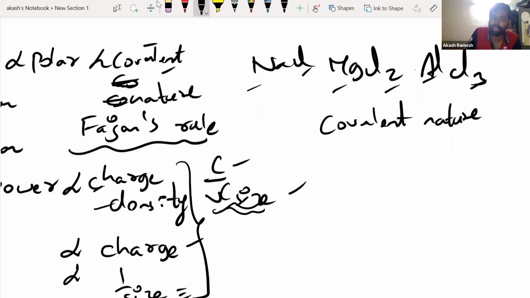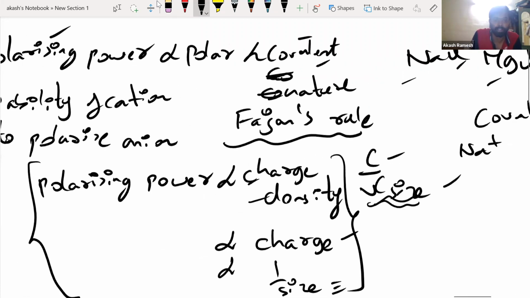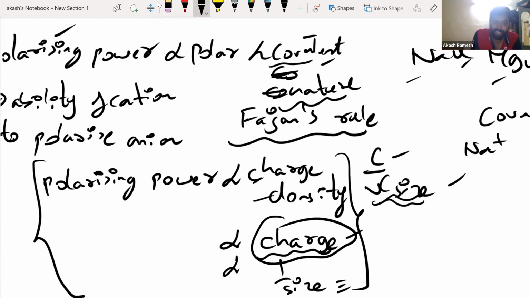Since all the anions are the same, all you have to look at is the cations. The cations are Na+, Mg2+, and Al3+. What did I tell you? The more the polarizing power, the more the covalent nature. Now, how do you decide the polarizing power? In this particular case, you have to look at the charge. The first priority is always the charge. Only the second priority goes to the size.